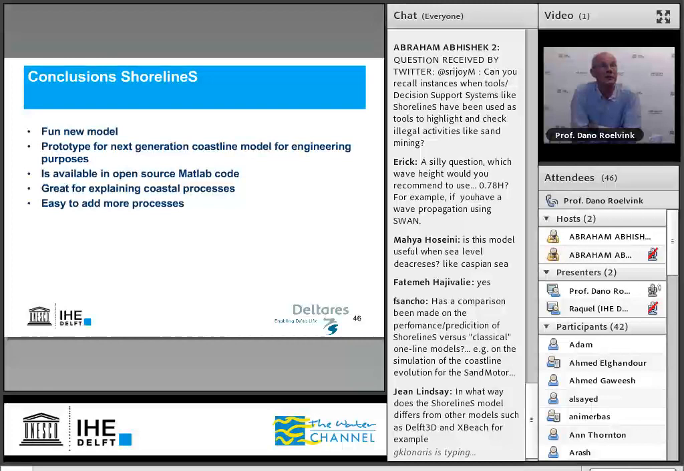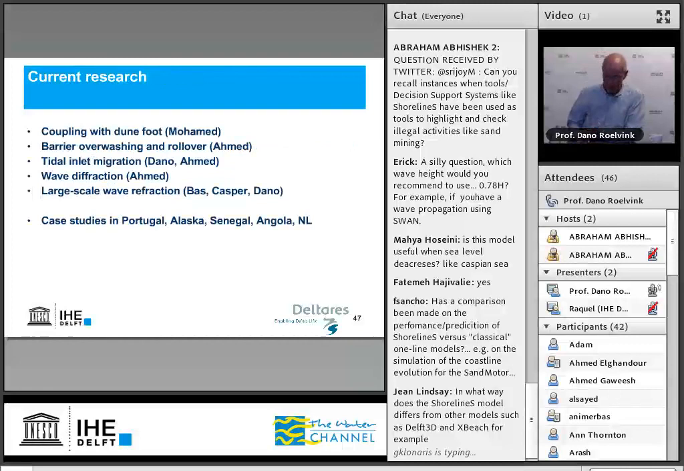It's great for explaining coastal processes, and it's easy to add more processes. We are still working on a number of things. For instance, the coupling with the dune foot was just created by Mohamed Gormin as part of his master's thesis. Ahmed is working in his PhD together with the University of Algarve in Faro on barrier overwashing and rollover. We're working on tidal inlet migration.